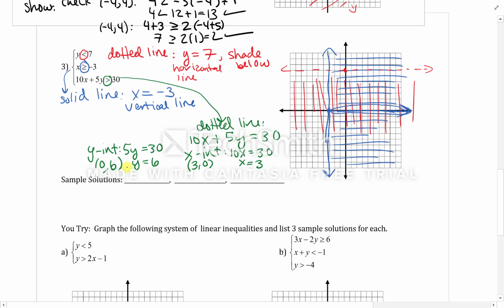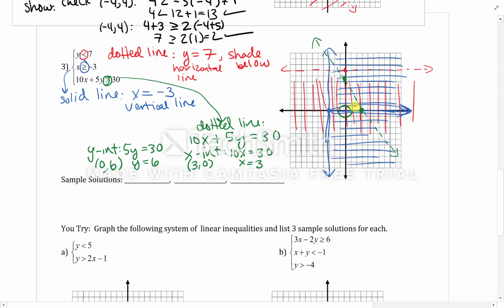So I will plot those 2 points, 3 for x, 6 for y. I'll connect them with a dotted line because I only want points where 10 times x plus 5 times y is greater than 30. So to decide whether to shade up here or down here requires me to pick a point that's not on the line. So I'm going to pick 0, 0.